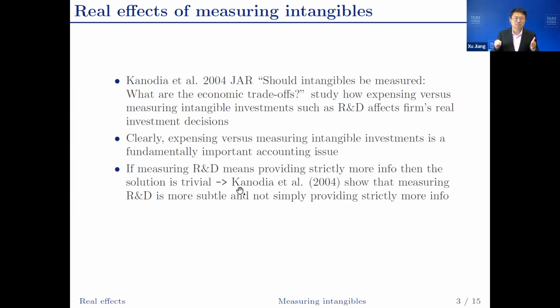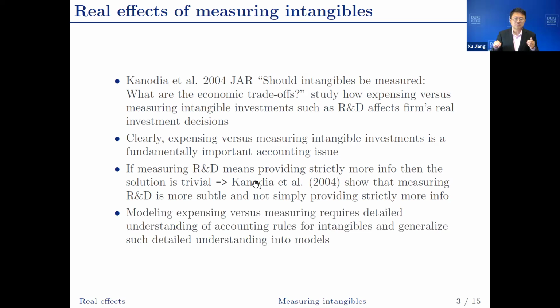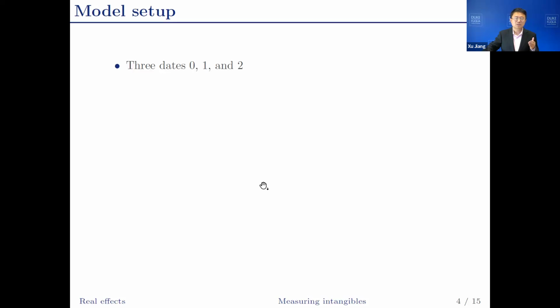However, if we model measuring intangibles simply by providing more information, then the solution is trivial. You should always measure intangibles. The Canodi et al. paper shows that measuring intangibles is more subtle, and it's not necessarily providing strictly more information. We're going to see that the information structure is also quite complicated because modeling expensing versus measuring intangibles requires detailed understanding of the accounting rules and also generalizing that understanding into your models. So let's look at the setup of the model.